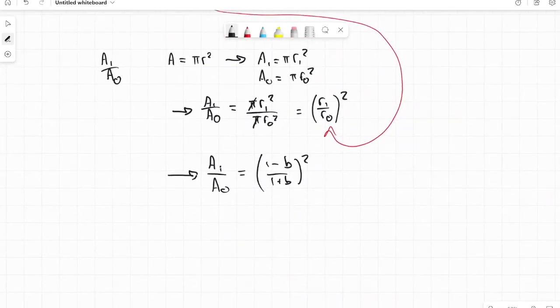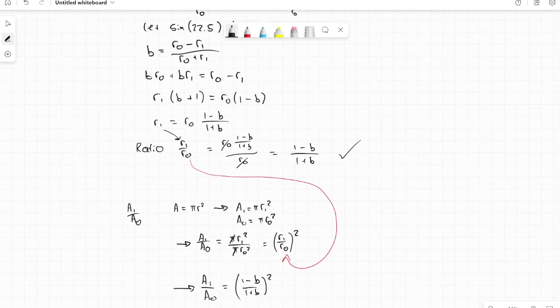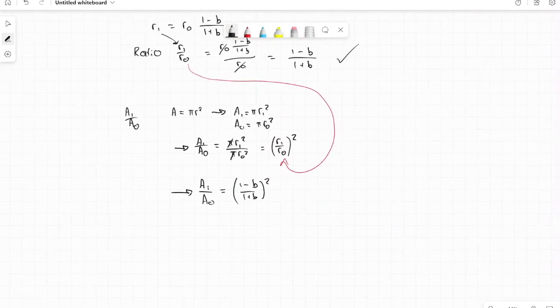Okay, almost done. One more thing that is going to cost you marks is if you've defined random variables, like we defined B, and then you forget to substitute back in what they actually are. So B is sine 22.5, which we've got over here. So let's make sure we put that back in, or it's going to hurt.